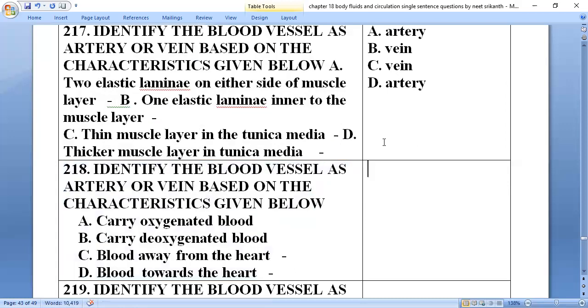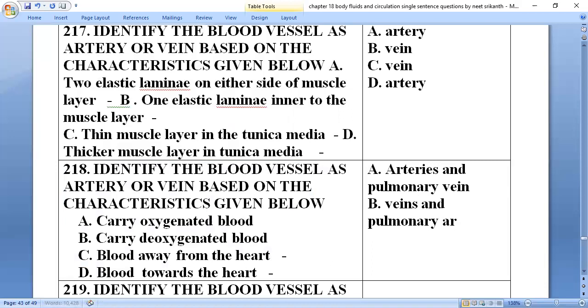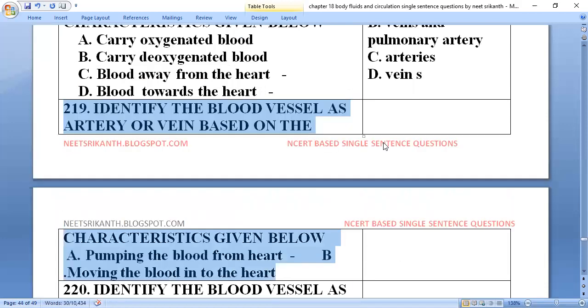Identify the blood vessel as artery or vein based on the characteristics given below. Carry oxygenated blood: arteries and pulmonary vein. Carry deoxygenated blood: veins and pulmonary artery. Blood away from the heart: arteries. Arteries take blood away from the heart. Veins bring the blood towards the heart.